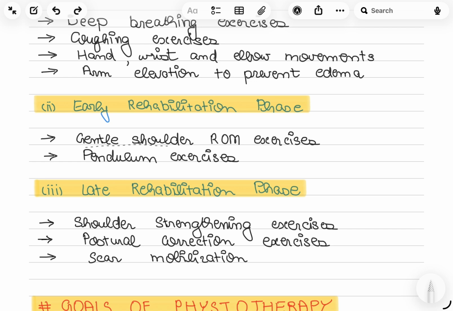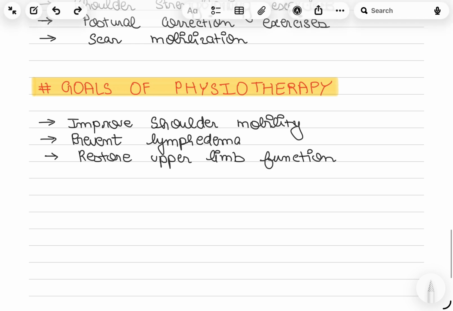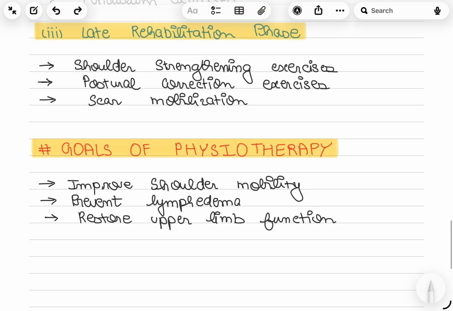Early rehabilitation phase: gentle shoulder range of motion exercises and pendulum exercises. This is early rehab, right? And late rehab: shoulder strengthening exercises, postural correction exercises, and scar mobilization, right? And what are the goals of physiotherapy? The goals are to improve shoulder mobility, right? To prevent lymphedema, and to restore upper limb normal function, right?